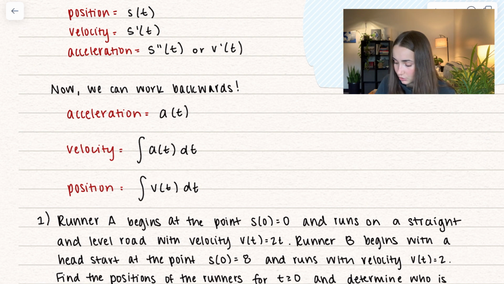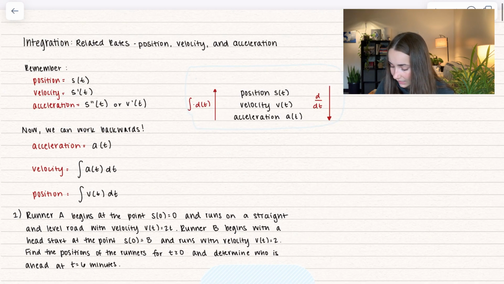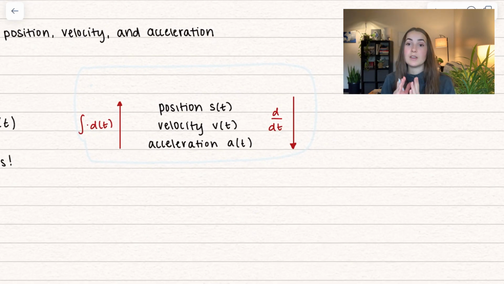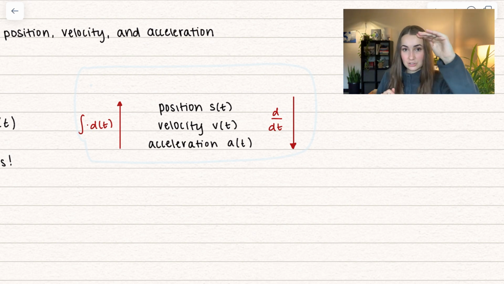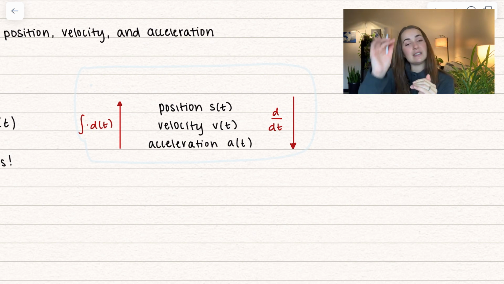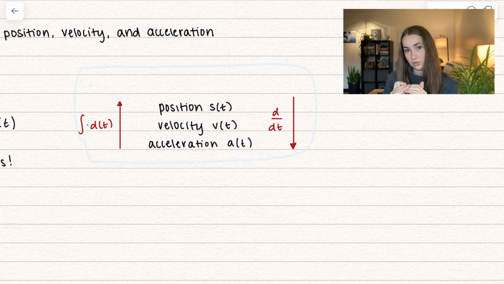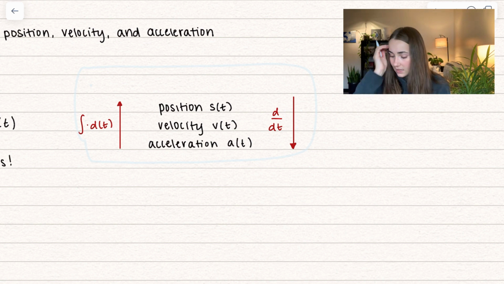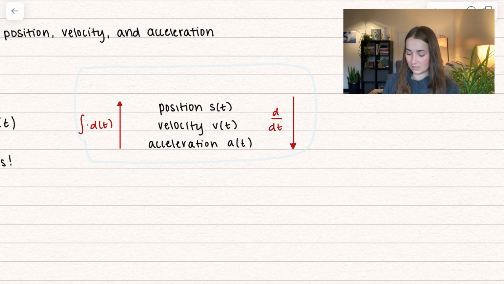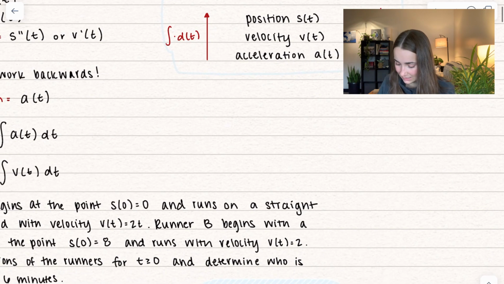So I have a little chart for us right here. And when we are wanting to take the derivative, we go down the chart. We go from position, velocity, acceleration, because derivatives represent all those rates of change. Now when we go backwards, we're going to integrate. So we start at acceleration and we can go upwards. We can go to velocity, we can go to position. So that's how it works with related rates. And we're going to go ahead and see an example here.